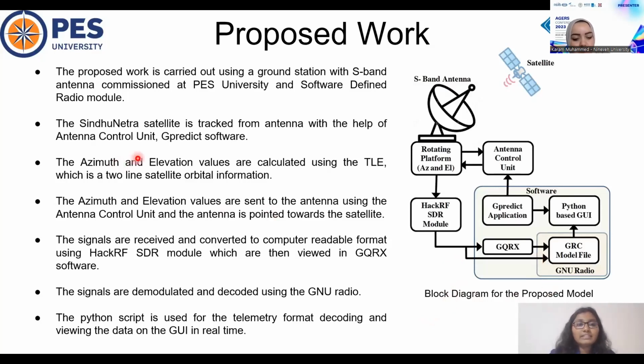The proposed model contains the Sindhunetra satellite tracked from the antenna with the help of antenna control unit and G-Predict software. The azimuth and elevation values are calculated using the TLE, which is a two-line satellite orbital information. The azimuth and elevation values are sent to the antenna with the help of antenna control unit, and the antenna is pointed towards the satellite. The signals are received and converted to human readable format using HackRF SDR module, which are then viewed in GQRX software. The signals are demodulated and decoded using the GNU Radio. The Python script is used for the telemetry format decoding and viewing the data in the GUI in real time.